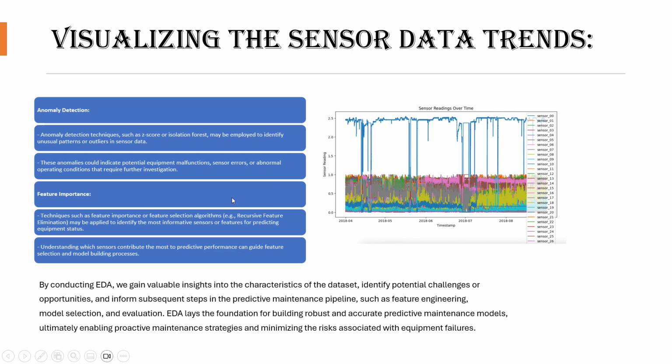That's what it is. The techniques we use here show the importance of feature selection algorithms, like recursive feature elimination. We apply these in order to identify the most informative sensors, which helps us with the features for predicting equipment status. As we said, by conducting EDA we gain valuable insights into the characteristics of data sets. We identify potential challenges and opportunities, and it informs the subsequent steps, such as feature engineering, model selection, and evaluation.